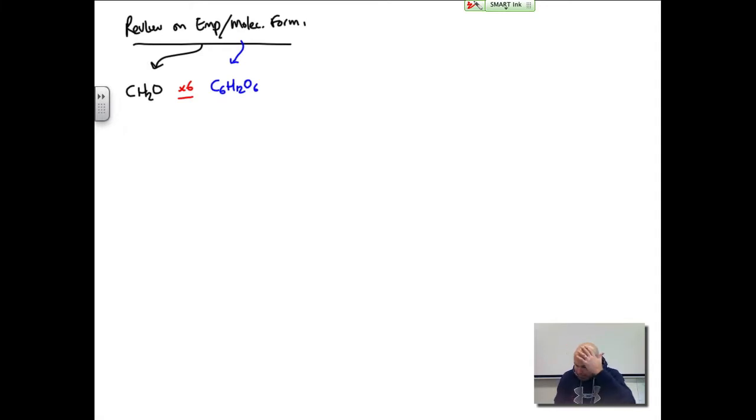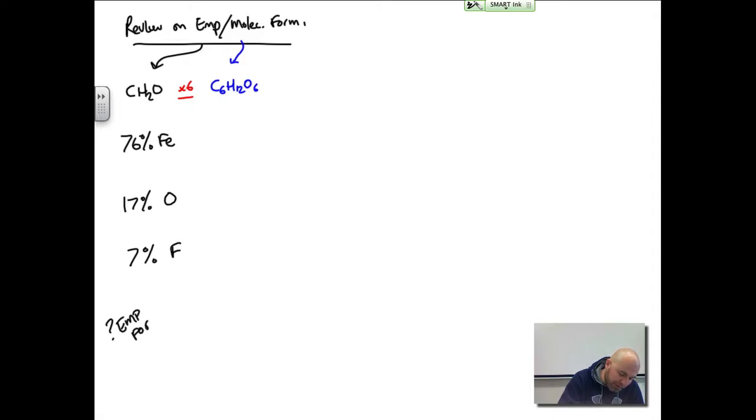Again, I don't know whether or not this is a real formula. I've made this up, but let's say we have something that has 76% iron, 17% oxygen, and 7% fluorine. If you're following along in the notes, this is one of the ones that I gave you. I just made this up, and I want to know what the empirical formula is. So, we've got our percentages.